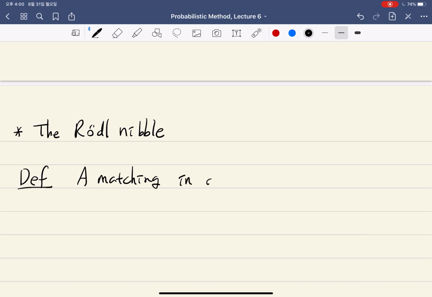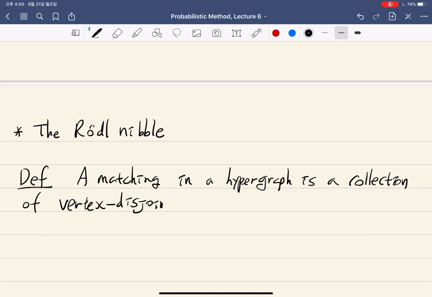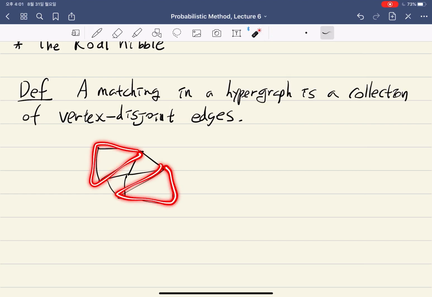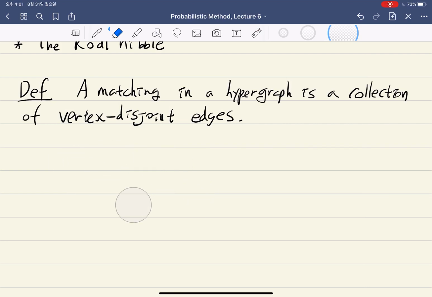A matching in a hypergraph is a collection of vertex disjoint hyperedges. Again, a graph is a two uniform hypergraph, and there if you say a matching, that's disjoint edges not sharing any vertices. For a larger uniformity, you have this triangle. These hyperedge and these hyperedge, if you take them, then they don't intersect at any vertices. So they form a matching.